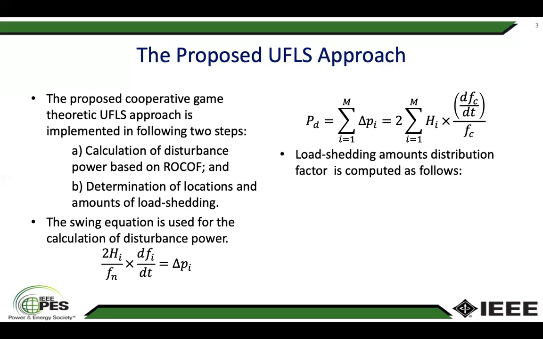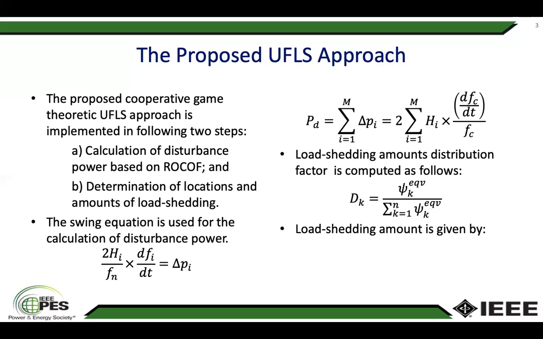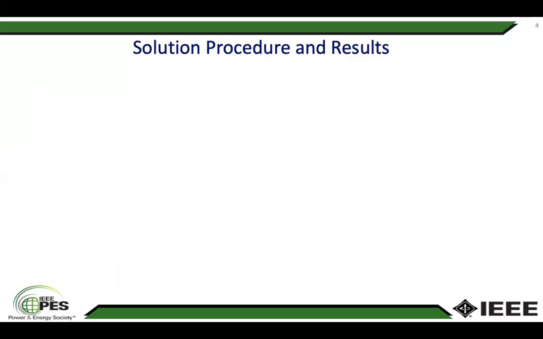Load shedding amount distribution factor is computed using this formula. In this formula, d_k is the distribution factor for each load shedding location, and psi_k is the equivalent Shapley value of that particular location. And then finally, the load shedding amount is calculated using this formula by multiplying the distribution factor with the total disturbance power. We get the load shedding amount for each location k.